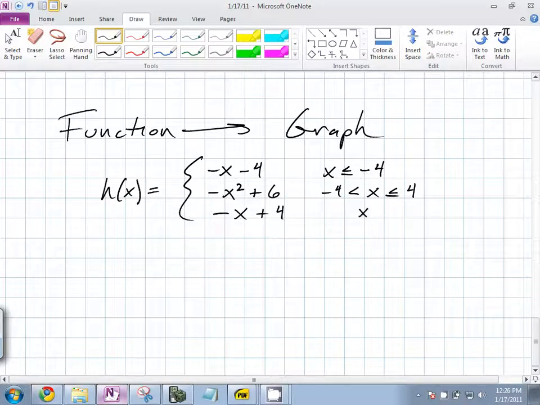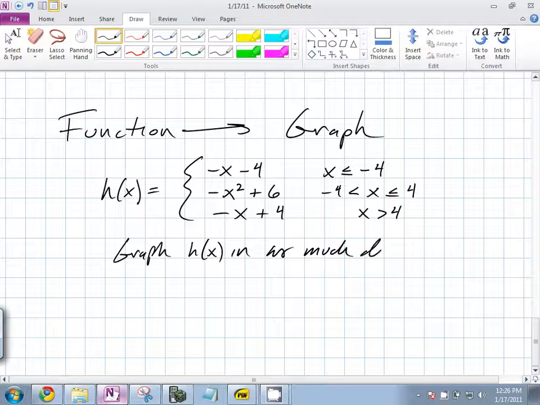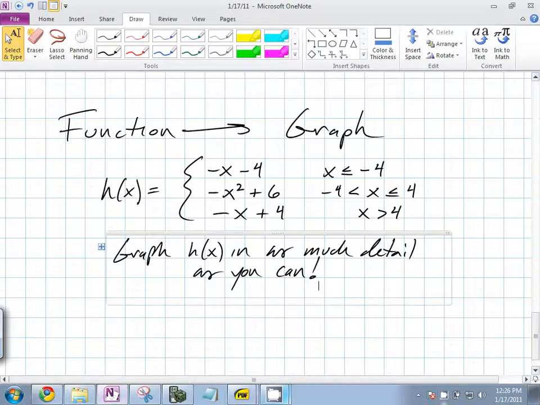Please graph that for me as carefully as you can. Graph this. No, not this. Graph h of x in as much detail as you can. Please do that for me. So you have to be careful.